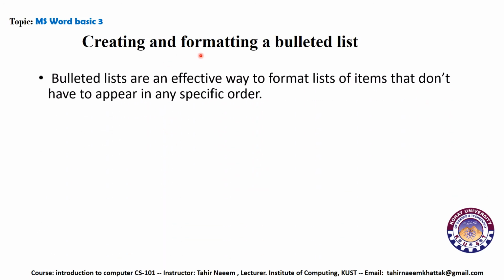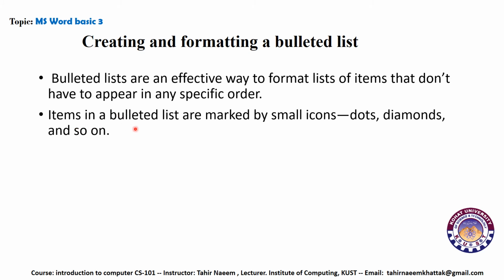Creating and formatting a bullet list. Basically, a bullet list is an effective way to format a list of items that don't have to appear in any specific order. So basically, bullets are shown here. These are bullets, and they can come in different shapes. Whenever we want to organize something, but not in a specific order, we normally use bullets.